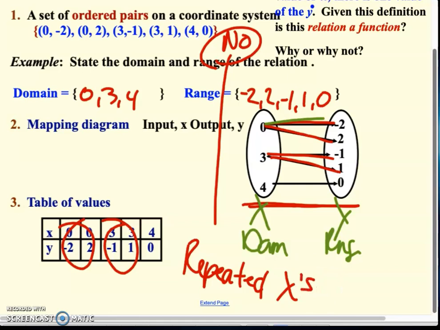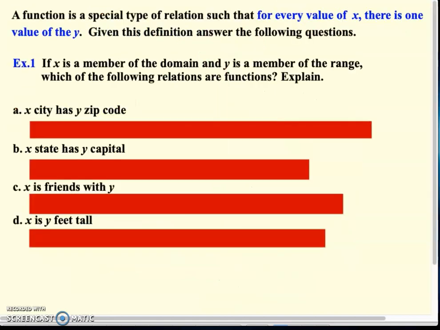Now, on the other hand, it's okay to have repeated y values because that'd still be 1x going to 1y. So if the y's repeat, not a big deal. 1x corresponds to one y value. Okay, that's how we define a function.